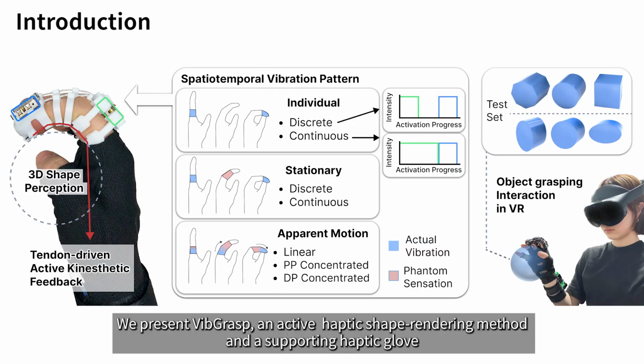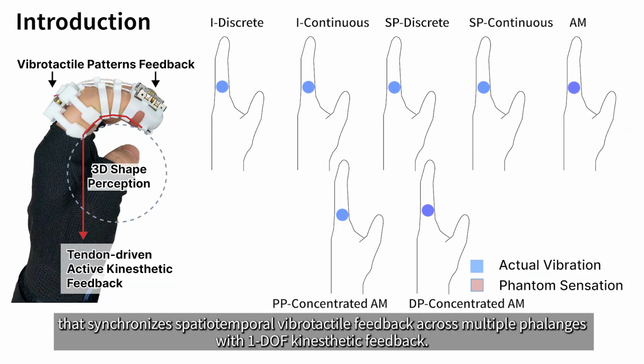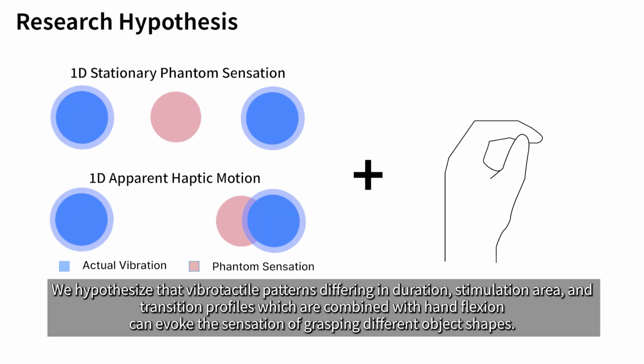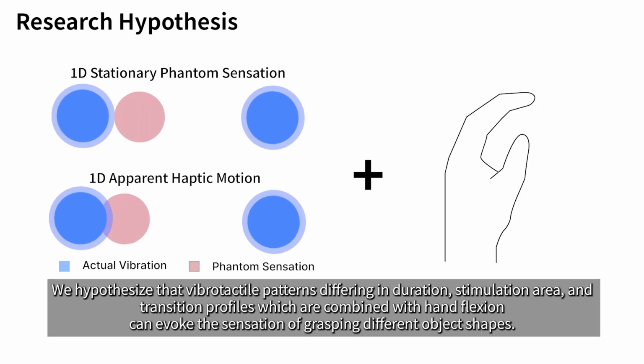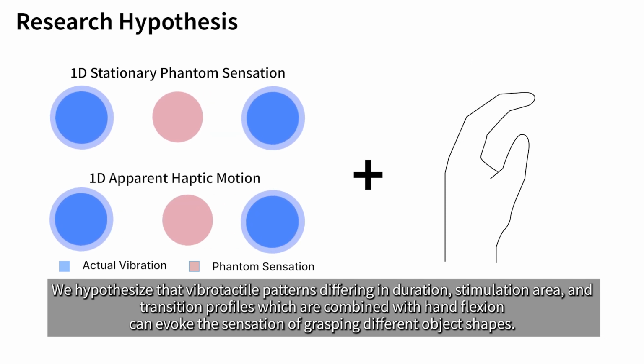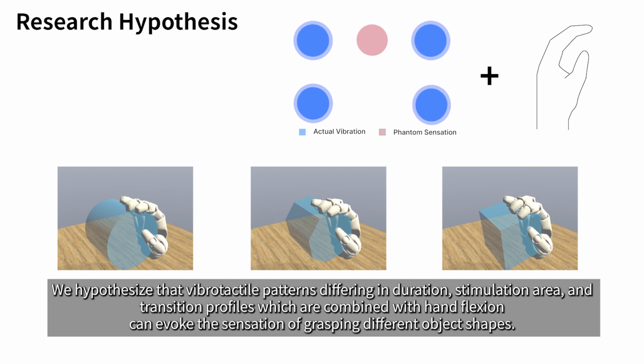We present VibGrasp, an active haptic shape rendering method and a supporting haptic glove that synchronizes spatiotemporal vibrotactile feedback across multiple phalanges with 1 degree of freedom kinesthetic feedback. We hypothesized that vibrotactile patterns differing in duration, stimulation area, and transition profiles, combined with hand flexion, can evoke the sensation of grasping different object shapes.